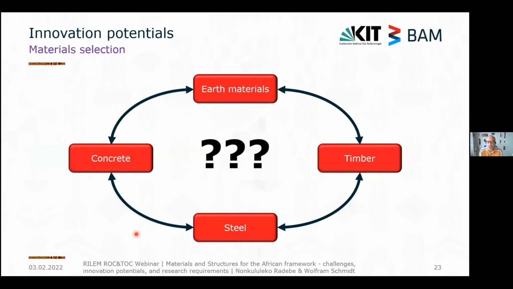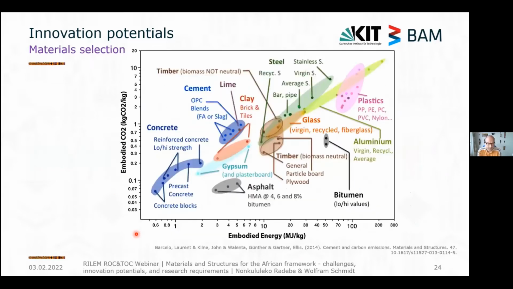And here, if we think about urbanization, we have a few materials on the table which could be used: earth materials, timber, steel, and concrete. And there's a lot of kind of religious discussion about which material is the best. Maybe this can be discussed based on this figure. This figure is quite beautiful because it shows the embodied carbon for different materials on the ordinate and the embodied energy on the abscissa. And we can see plastics are here, steel is here, timber is here, cement can be found here, and concrete is always on the lower end of the axis.